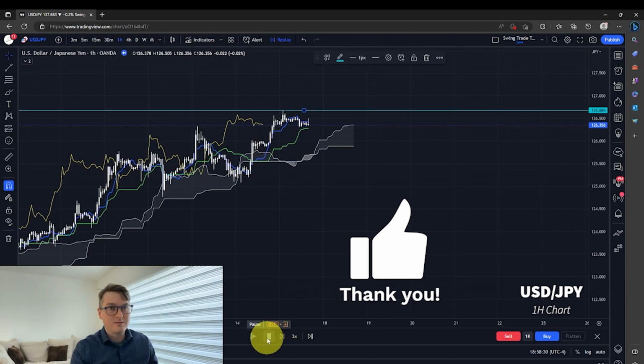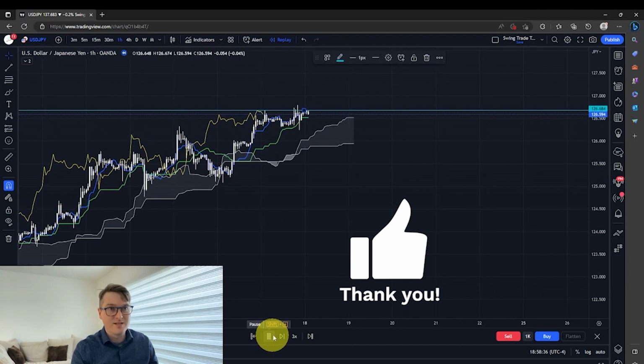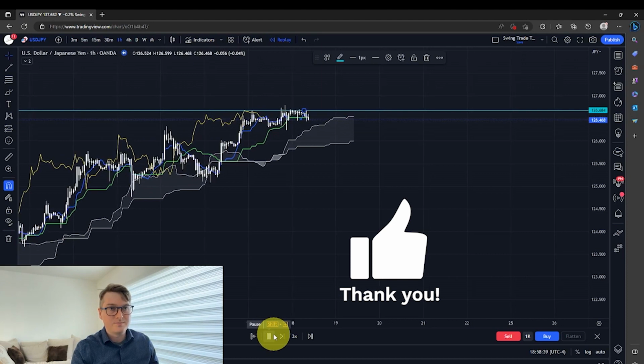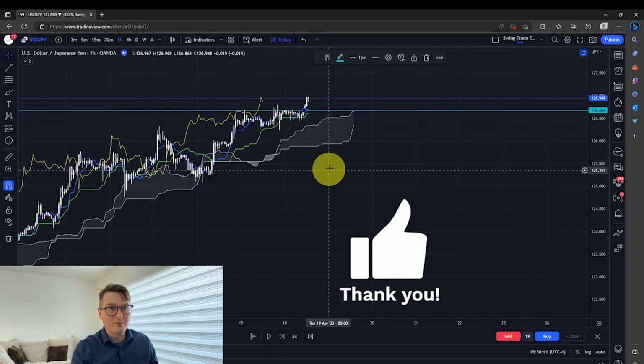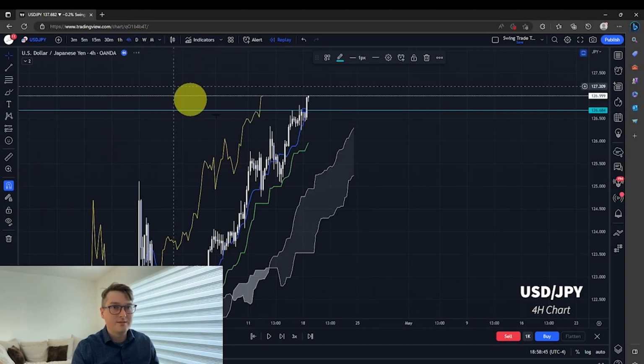All right, cloud's fatter. If we can get a close above this level, I'm starting to think we're getting close to finding an entry. Okay, we have a close above. I like that. So let's go back. Okay, 4 hours still looking good.